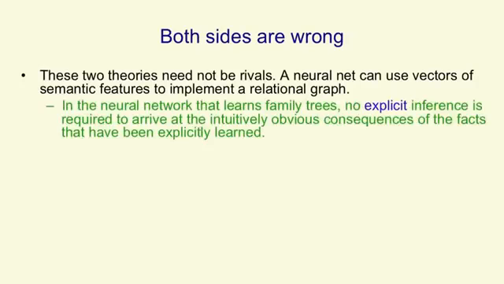In the neural network that learns family trees, we can think of explicit inference as: I give you person 1 and I give you a relationship and you tell me person 2. And to arrive at that conclusion, the neural net doesn't follow a whole bunch of rules of inference. It just passes information forwards through the net. As far as the neural net is concerned, the answer is intuitively obvious.